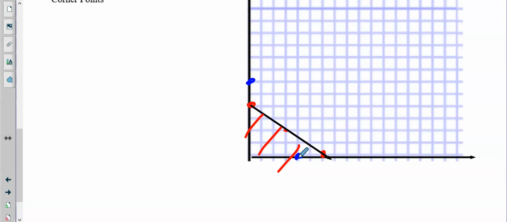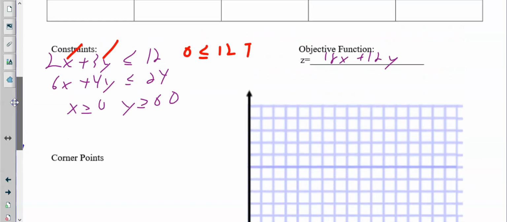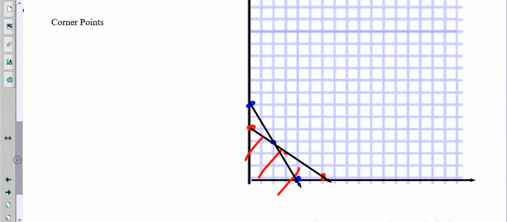Okay, which means I went down 6, right 4, which means I went down 3, right 2. That gives me a nice line. Okay, and now I can identify my... oh, I need to test 0, 0. So 0 is less than 24. That is true. So I'm going to shade everything here.